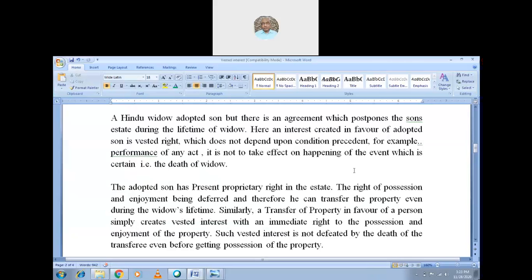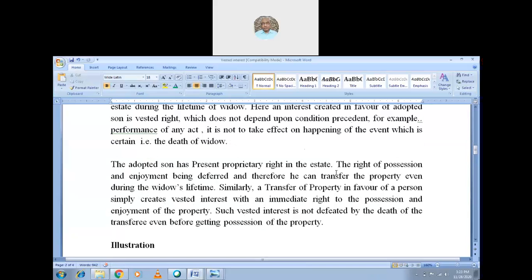If the adopted son is more than 18 years old, then the vested interest is automatically there, and he can enjoy the property also. But when he is a minor, he cannot enjoy the property, but the property is vested in him. If he wants, he can transfer such property also. Of course, for the transfer, there should be a guardian's consent when the son is a minor. The adopted son has a present proprietary right in the estate. Yes, the right of possession and enjoyment is deferred. Of course, he cannot enjoy the property, but he can possess it, and therefore he can transfer the property even during the widow's lifetime.